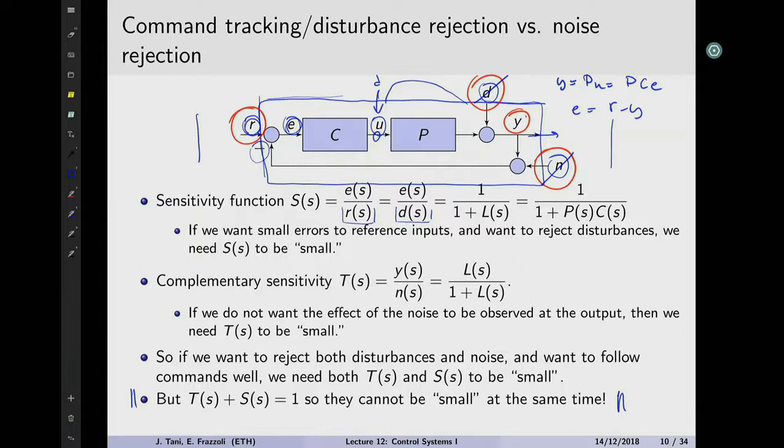Anyways, we'll get to that, but just become familiar with this math. Do it if you've never done it before on your own. So why are these two transfer functions relevant?